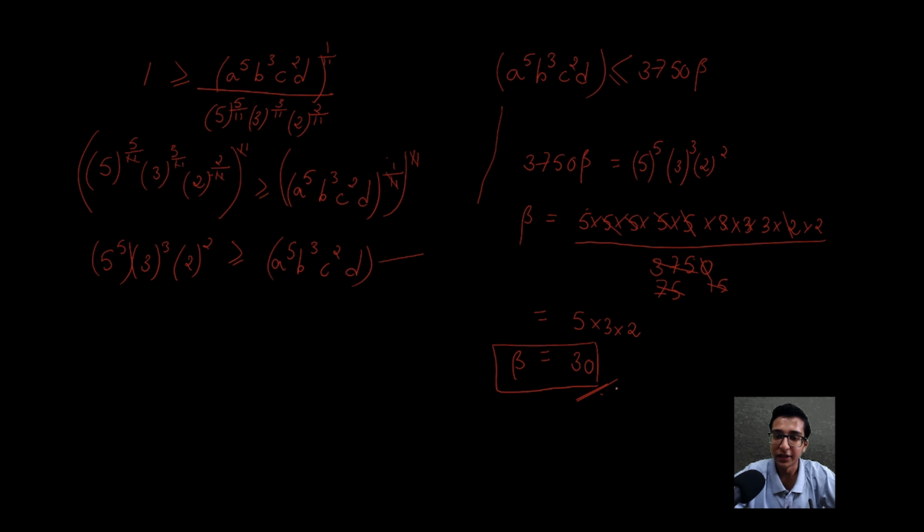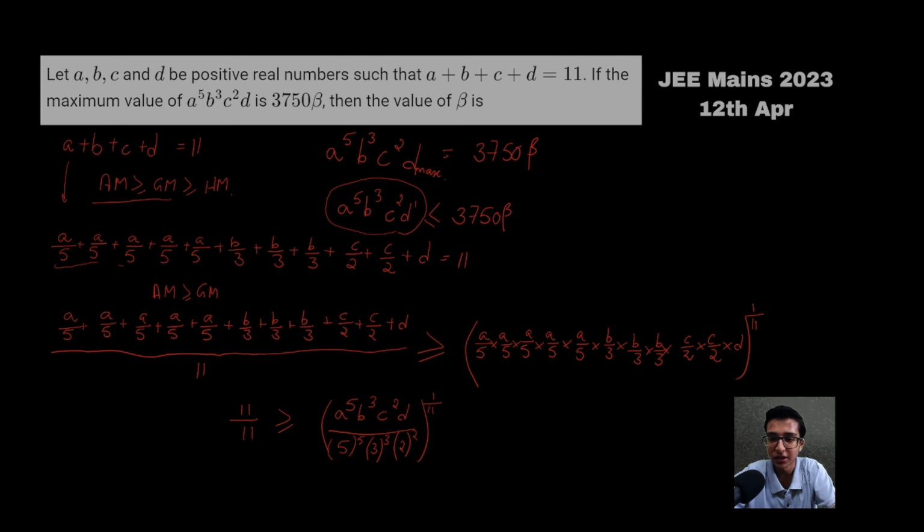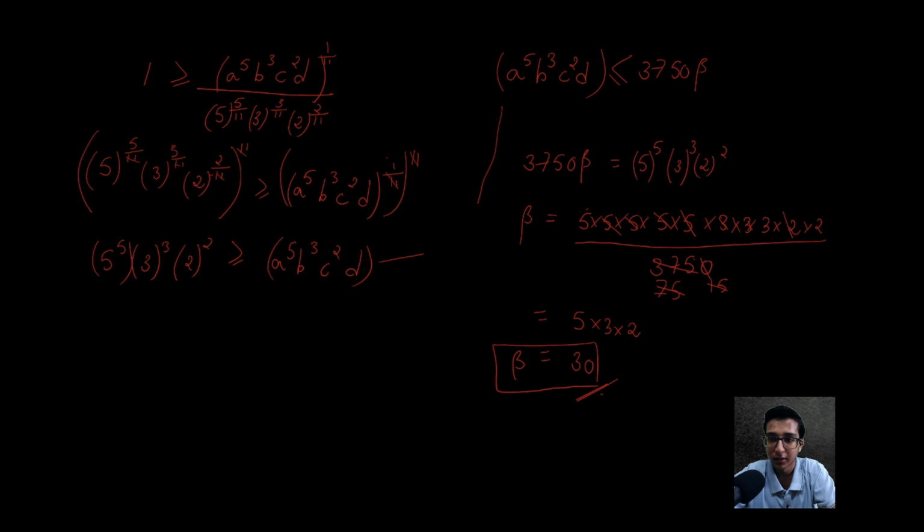We've gotten the value of beta, and again the concept that was used in this question was the same as we had used in the previous question. So I hope you all must have understood that JEE loves to ask questions from the inequality of AM, GM and HM. Now let's move on to the next question.